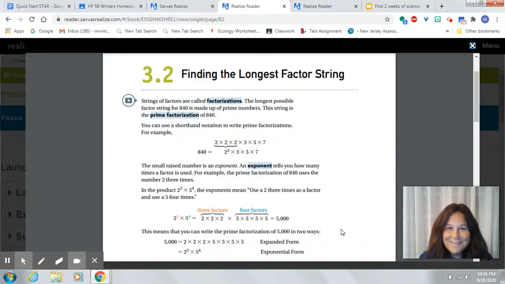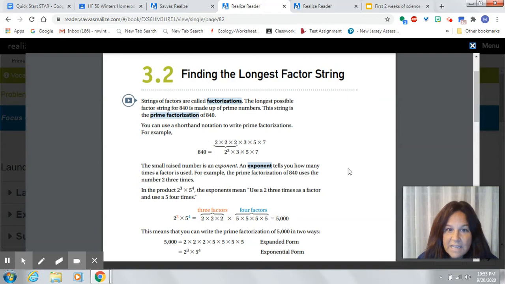Good morning. Today we are going to use what we know about factors to find the longest factor string. In mathematics, we call that factorizations. Strings of factors are called factorizations. The longest possible factor string for 840 is made up of prime numbers. This string is the prime factorization of 840.